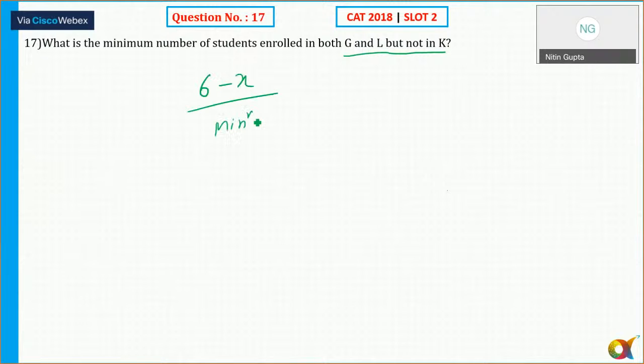Even at X equal to 2, I'll get 6 minus 2, 4. Because if I need to minimize 6 minus X, X has to be maximum, and the maximum possible value of X is 2. So the answer is 6 minus 2, which is 4. So the correct answer is 4.